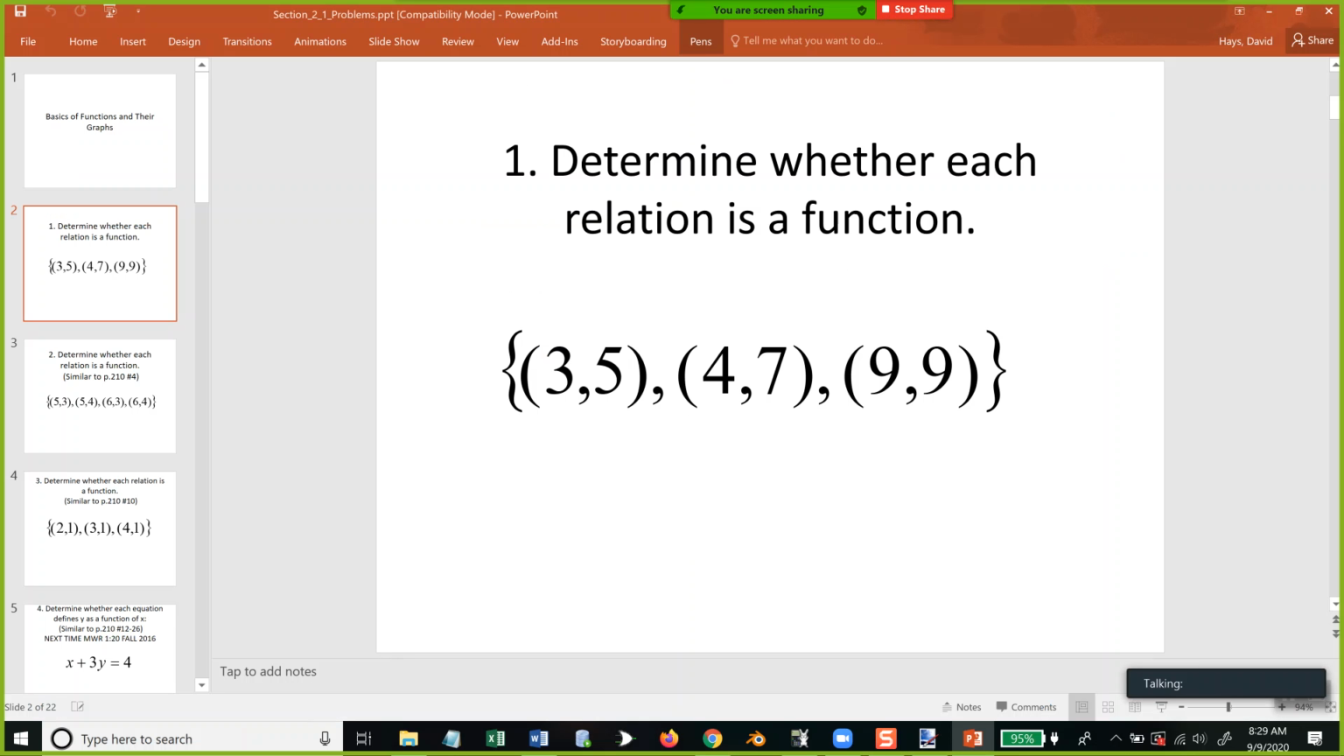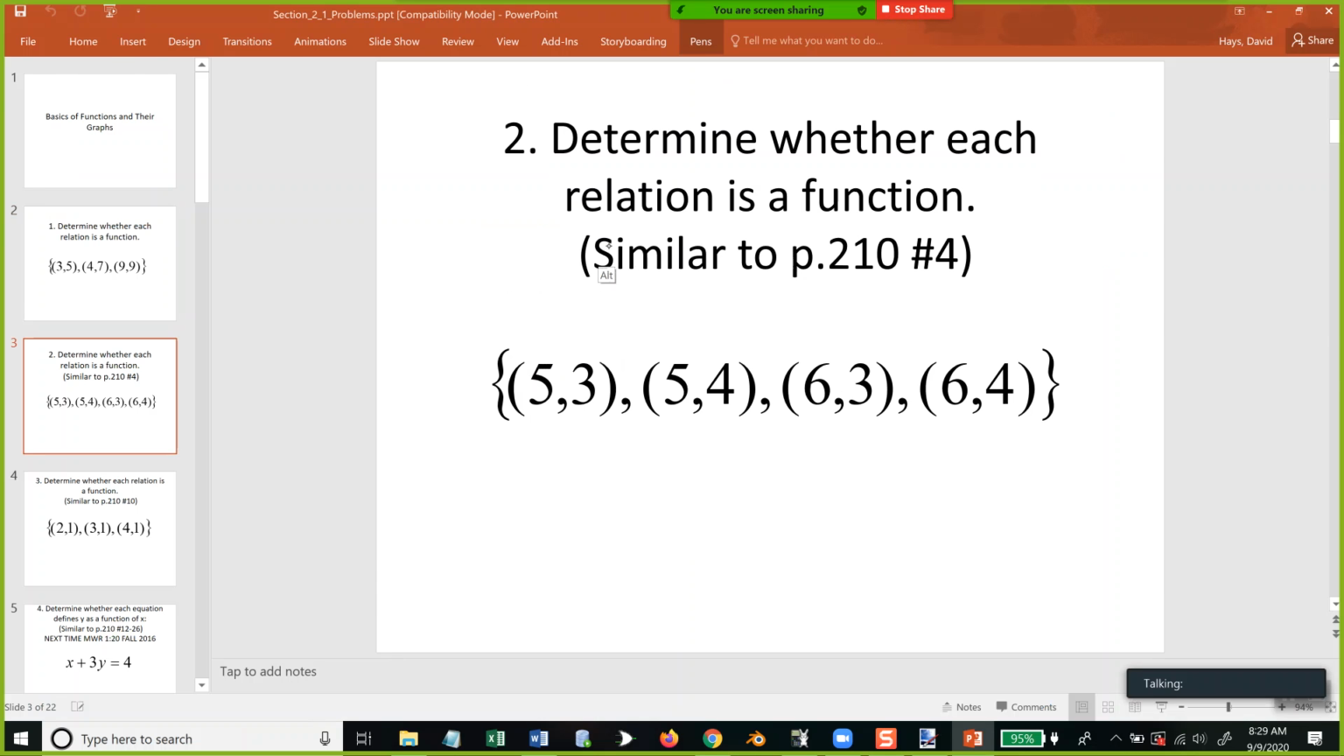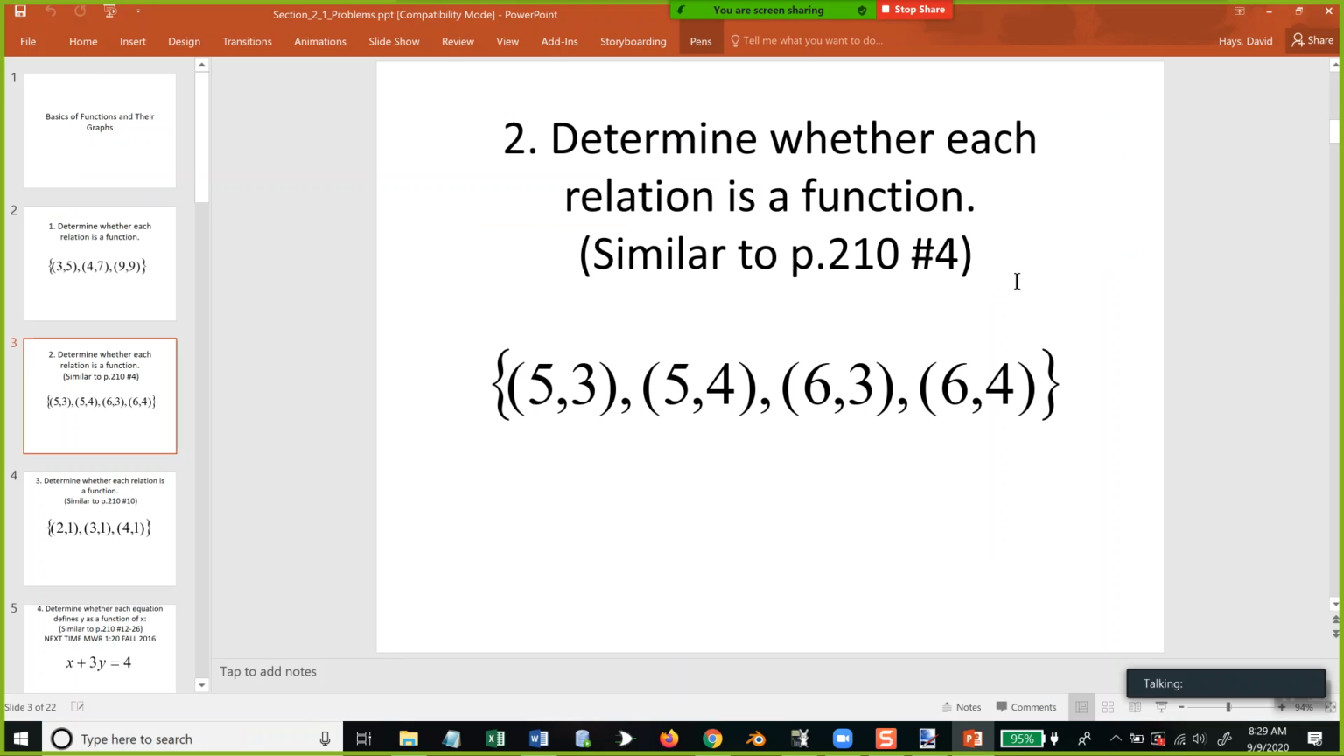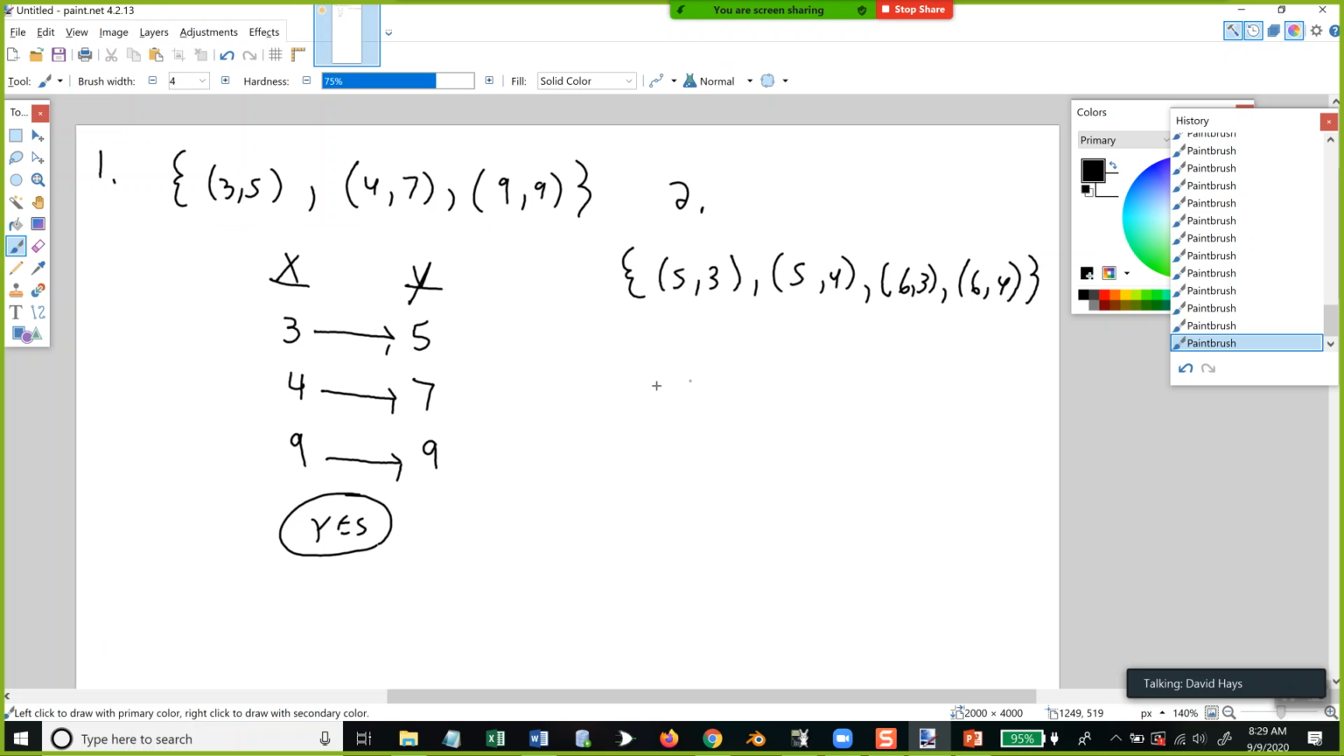Now number 2, we got (5, 3), (5, 4), (6, 3), and (6, 4). Same instructions. Want to determine if it's a function or not.